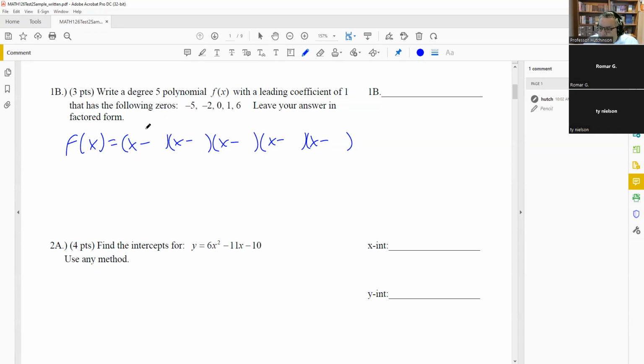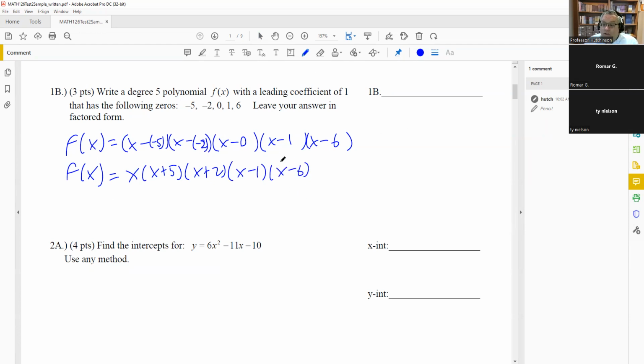And we'll put all these in. So I have x minus -5, x minus -2, x minus 0, x minus 1, x minus 6. And now I just need to simplify this. This middle one is going to be just an x. If you have just an x, you can go ahead and put that out front. The rest of them, the order doesn't really matter. Now this is going to be x plus 5, and x plus 2. We already got the x. And then x minus 1, x minus 6. Okay, so this whole thing would be your answer on this one.